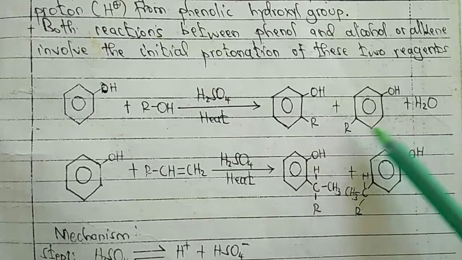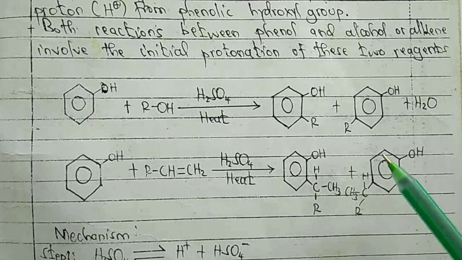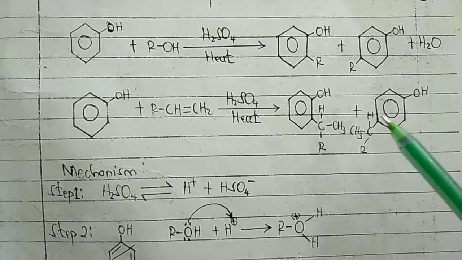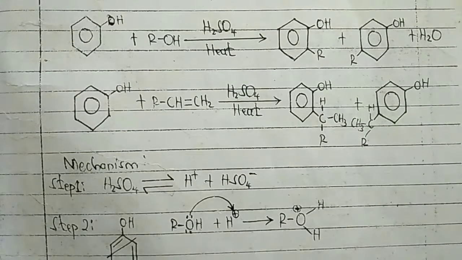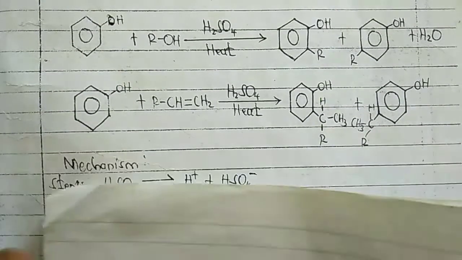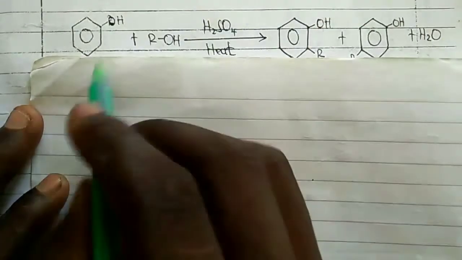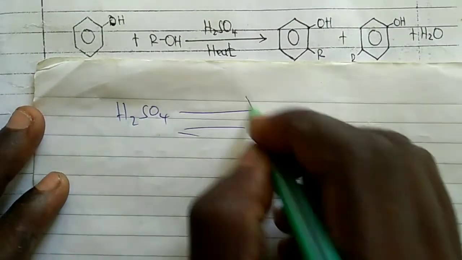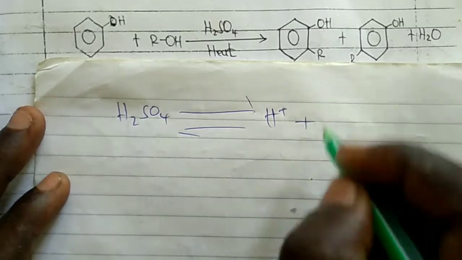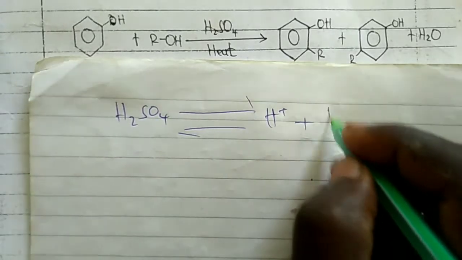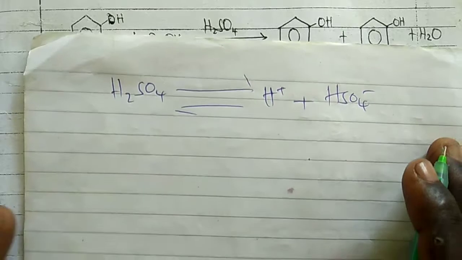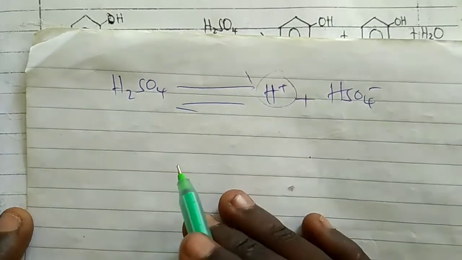product either at ortho or para position with water, and even alkylation by using this alkene tunapata product kama yule pale. The mechanism for this reaction can be summarized as, first we have sulfuric acid which dissociate to form the hydrogen proton plus HSO4 negative. The important reagent which we need is this proton.